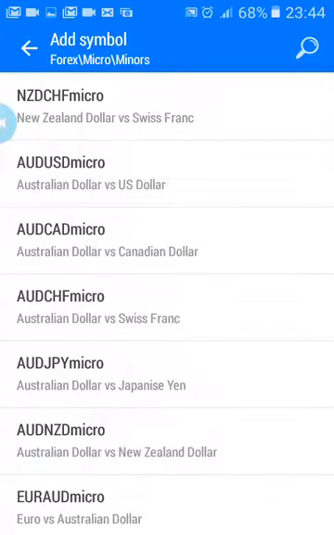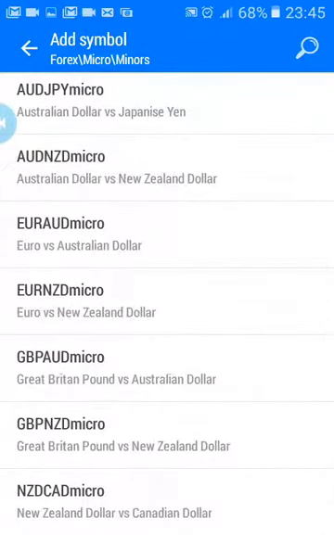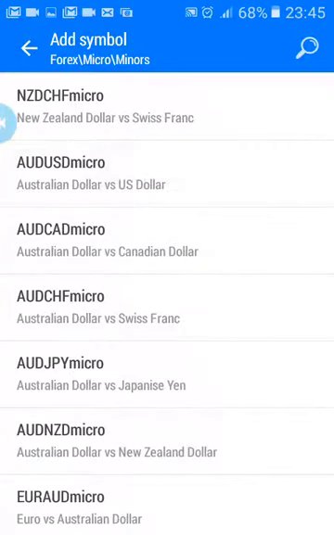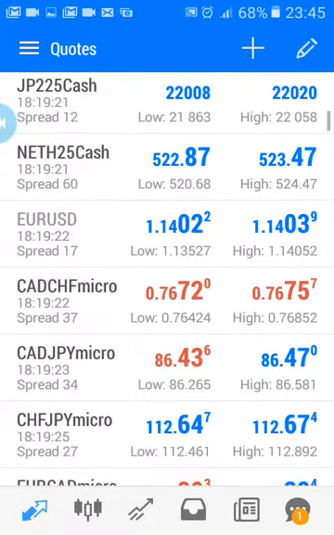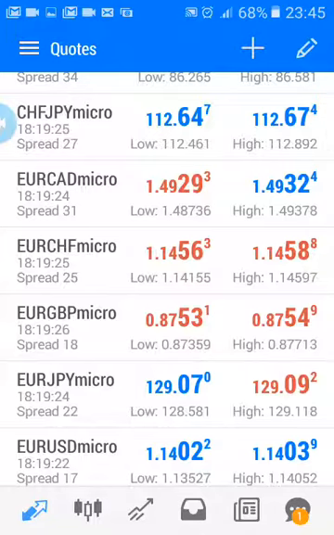So the plus button, this is where you look for your currency pairs, and then you choose whichever pair you like to trade on. You press it, and it will appear in your code platform here. This is where you will see your codes. These are all your codes.